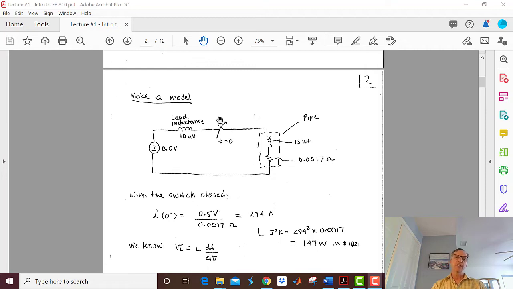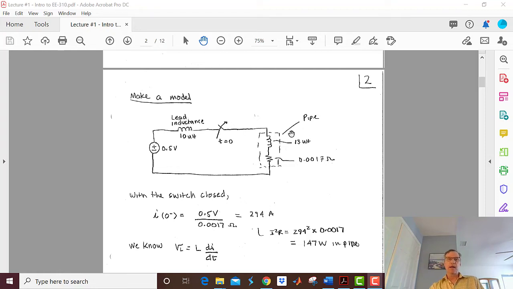And you're going to see this switch a lot in this class. What this shows is, here's my little piece of the switch, and at T equals zero, that switch opens. See how my little arrow is going to open that switch? So this represents the plumber disconnecting that cable.